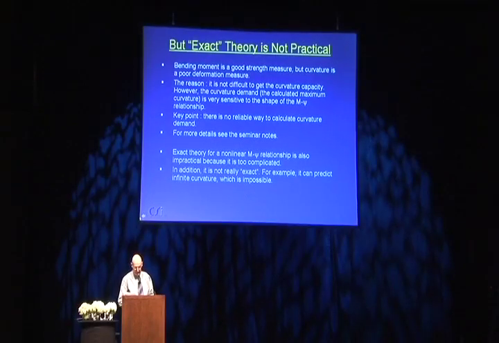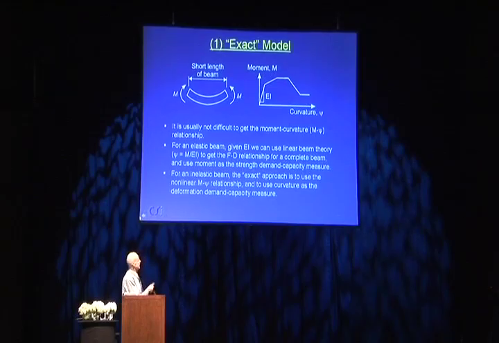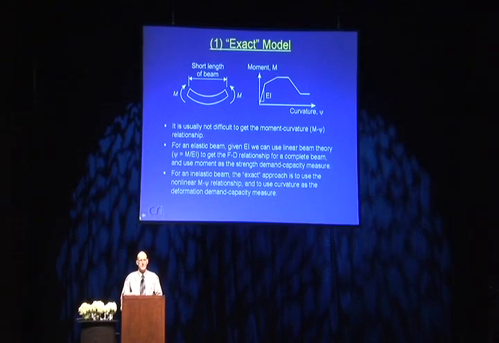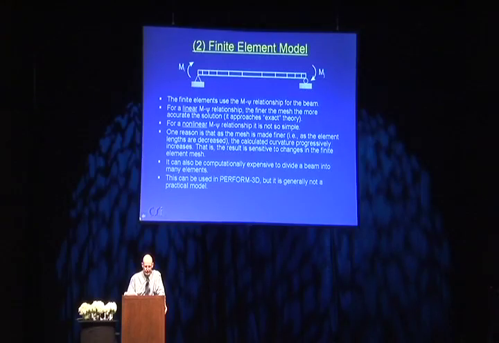If you have a moment curvature relationship which becomes horizontal, and sooner or later it will, exact beam theory will predict infinite curvature, which is wrong. That's not going to happen. So exact theory is not exact at all. It's horribly inexact. So basically, don't even think about it. It's not going to work.